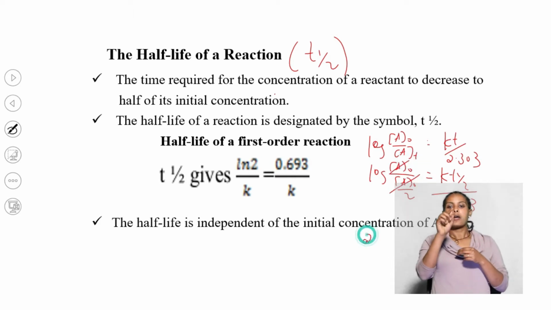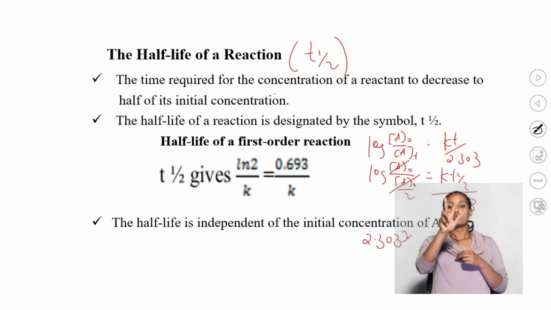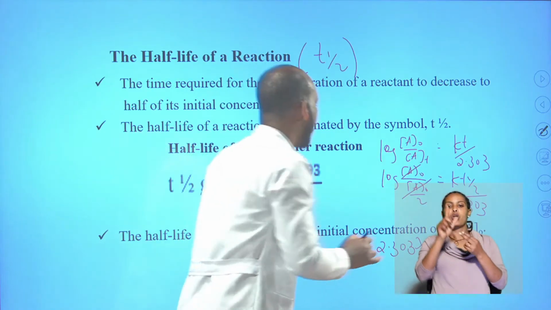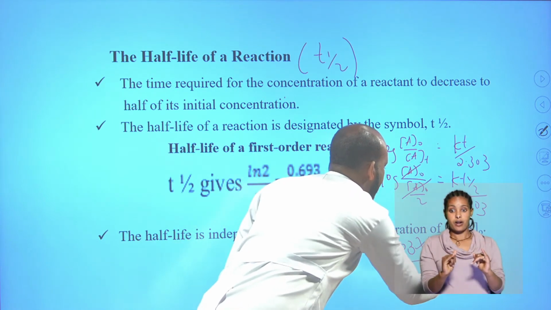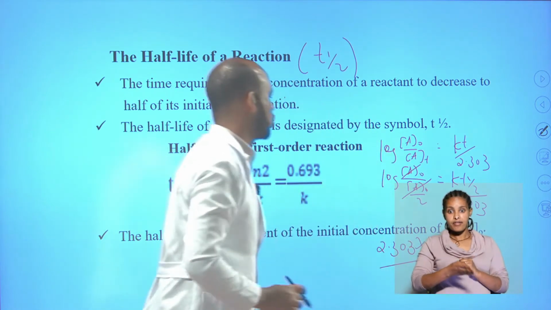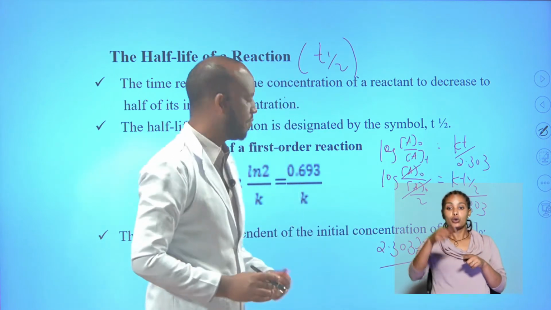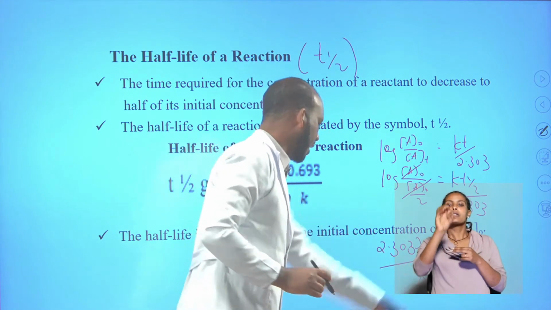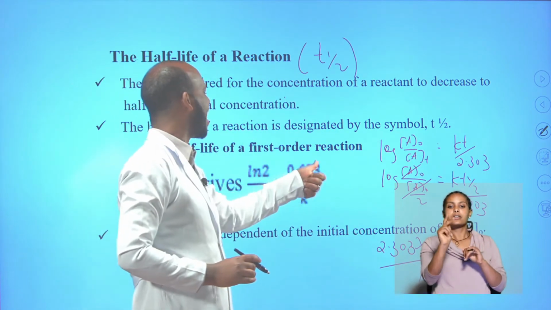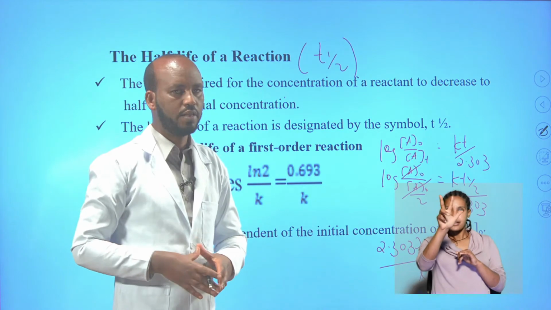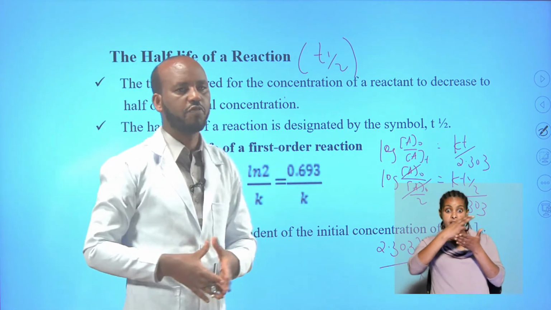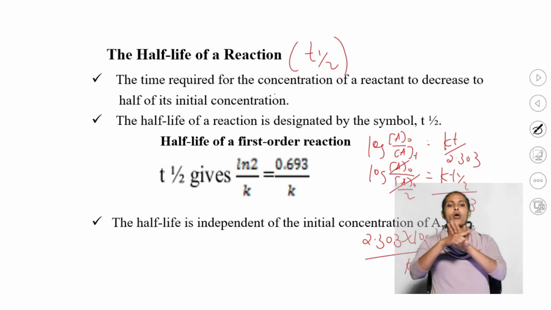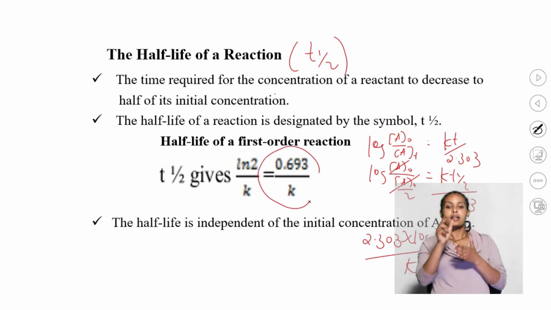So 2.303 times log 2 divided by K equals t half. But log 2 is 0.3, so 0.3 times 2.303 divided by K is 0.693 divided by K. Therefore, the half-life for a first order reaction is 0.693 divided by K, where K is the rate constant.